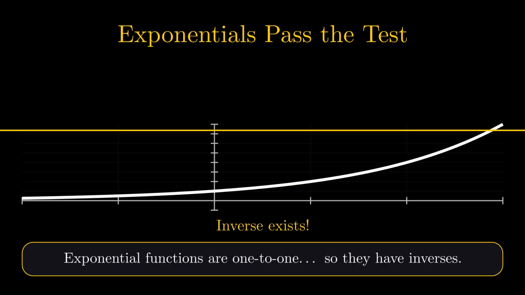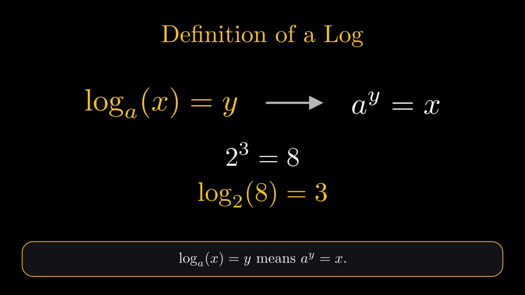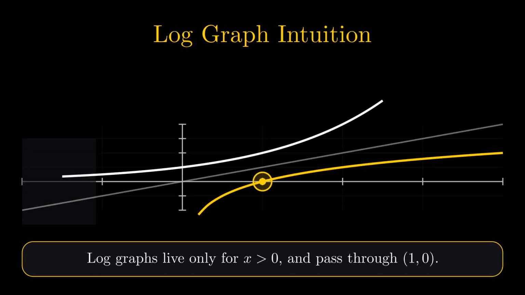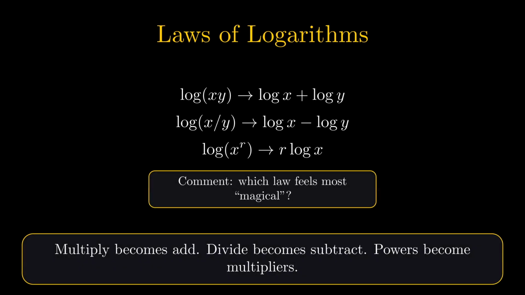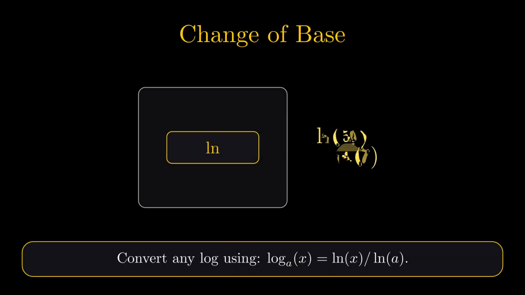Those inverses are logarithms. Definition: log base a of x equals y means a to the y equals x. Log graphs only exist for x greater than 0, and they pass through the point 1, 0. Logs turn multiplication into addition, division into subtraction, and powers into multipliers. Change of base lets you convert any logarithm using natural logs.